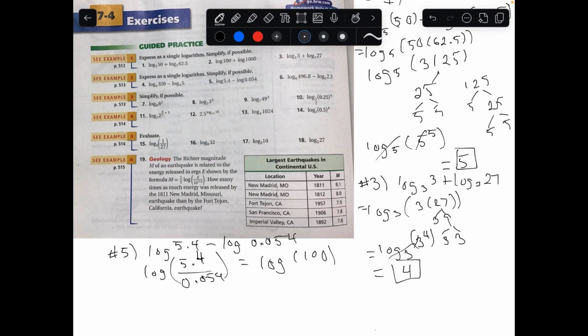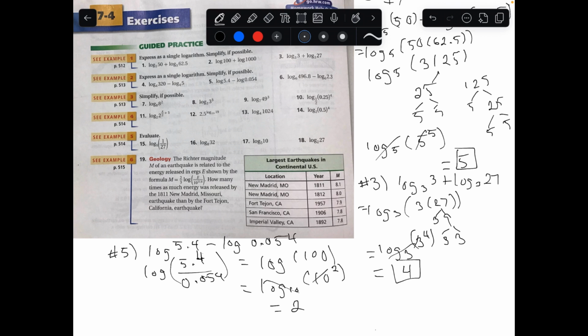Now, mind you, log is base 10. 100 I can put into a form of 10. In fact, I'll write 10 in here. 100 is just 10 to the 2. There we go. So there again, log base 10, 10 cancels. All I'm left with is simply a 2. So this isn't hard, it's just a matter of doing simplification.